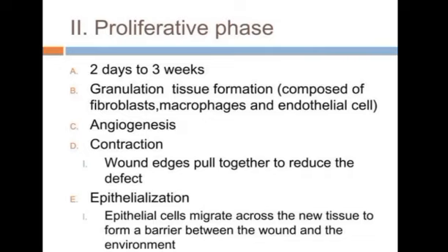Next, contraction means the wound gets pulled, so that this end of the tissue and this end of the cells will pull together and the wound gets smaller. Epithelialization means epithelial cells will also migrate to the newly injured area, and they will form new tissues to replace the older damaged tissues.